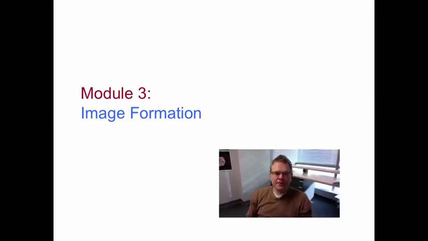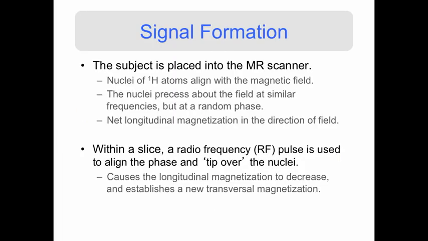Hi. In the previous module, we talked about how by placing a subject in an MR scanner, we could create a signal. In this module, we'll discuss how we can use this signal to create an image. So recall, when we place the subject into an MR scanner, this causes the nuclei of hydrogen 1 atoms to align with the magnetic field.